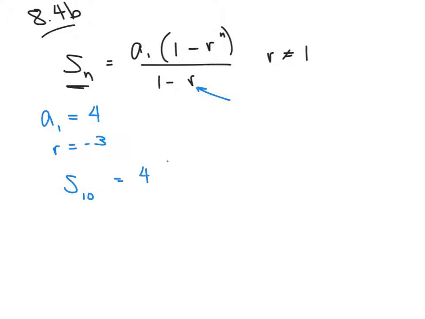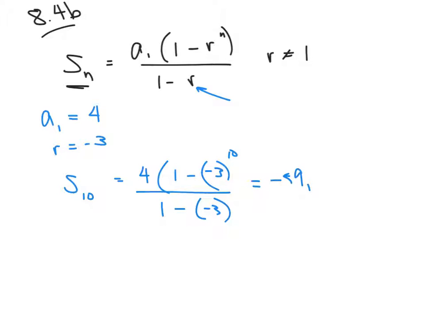My first number is 4, times 1 minus my common ratio of -3 to the 10th power, over 1 minus, and again my common ratio is -3, and we solve it from there. And when you solve this, you should get -59,048. Okay, so that's what you should get. Don't forget to add those because of the double negatives.